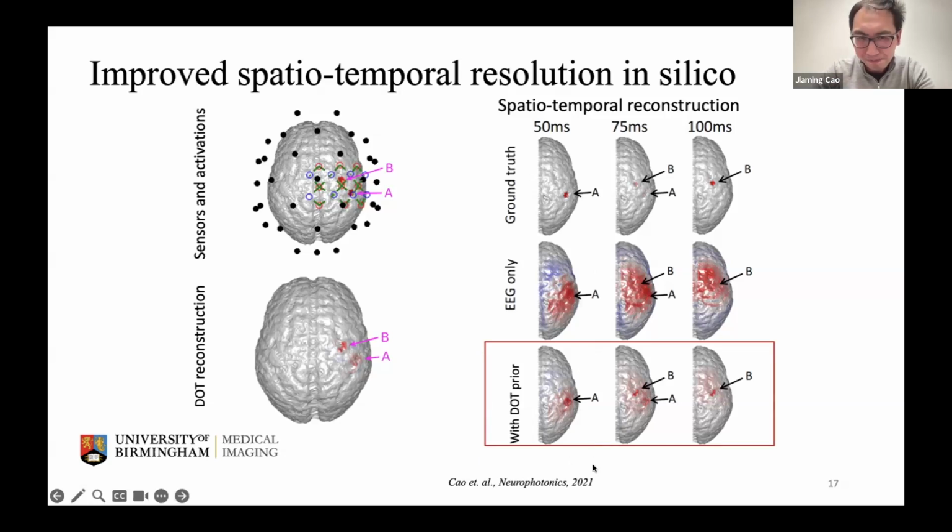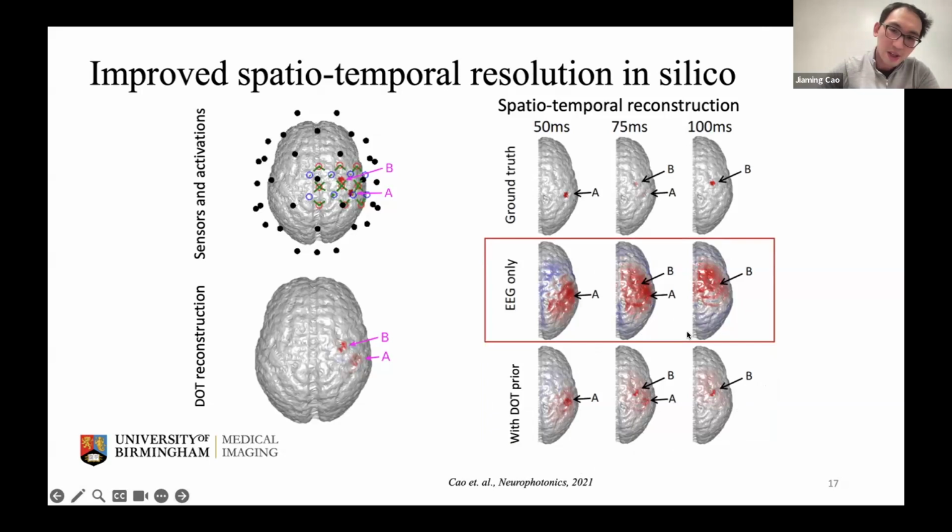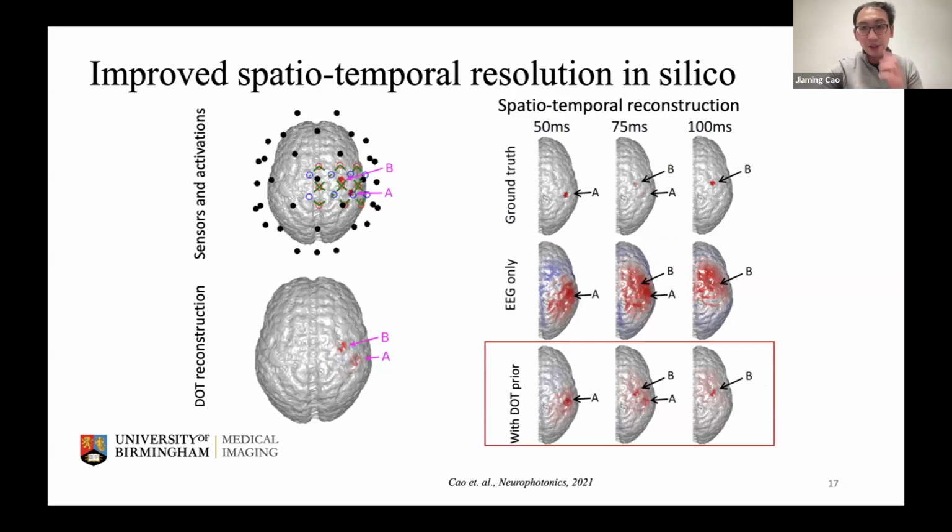Not only that, at 50 milliseconds and 100 milliseconds, the reconstruction is much more confined, but also when these two spots are equally activated, we can fairly clearly see that there are two different spots. If we compare that to here, it's just a big blurred blob. So that is really promising. These spots are quite close to each other, and they are sequentially activated, and we can still do this very nice reconstruction if we fuse these two different modalities.